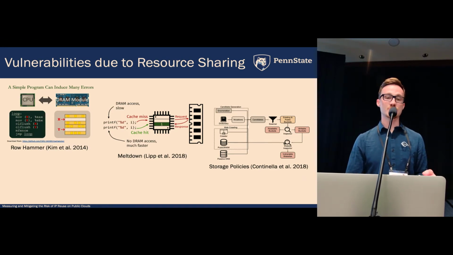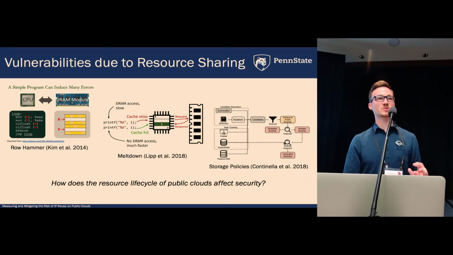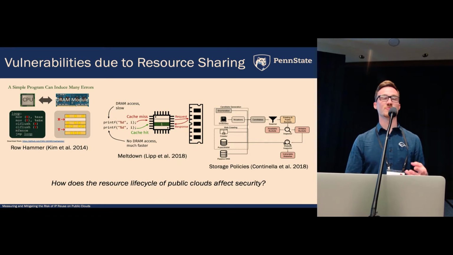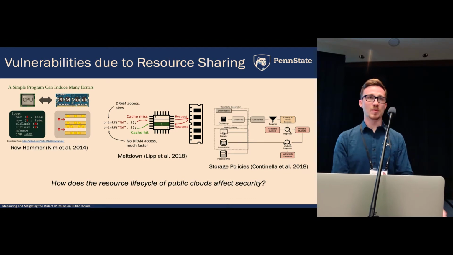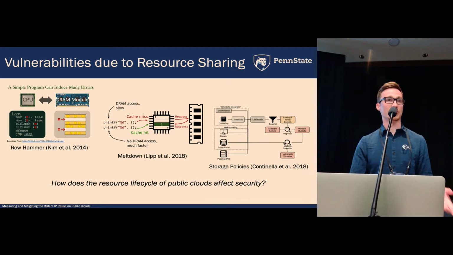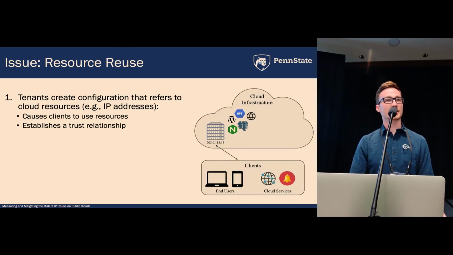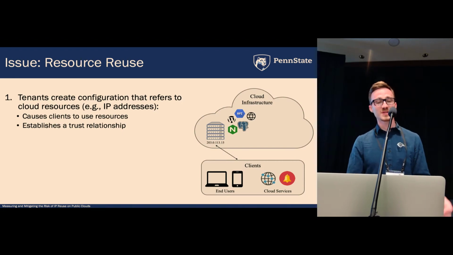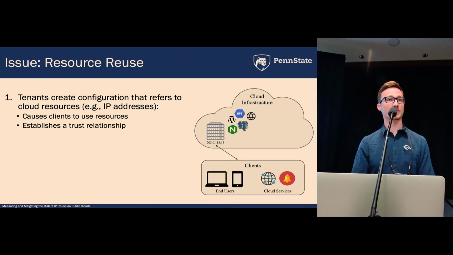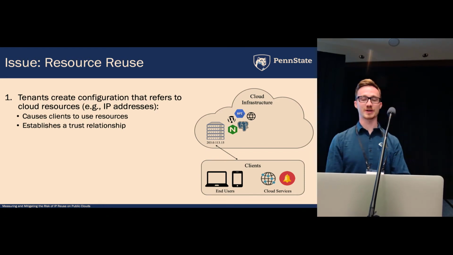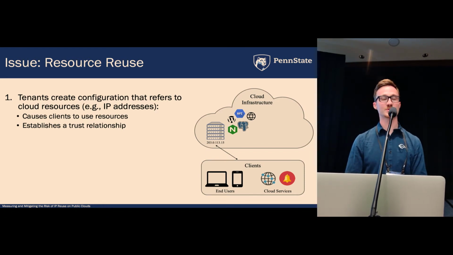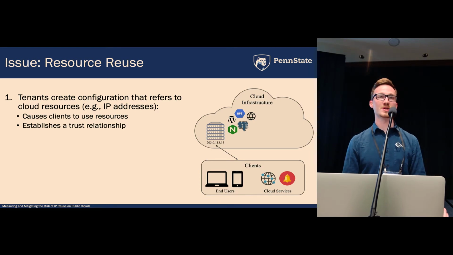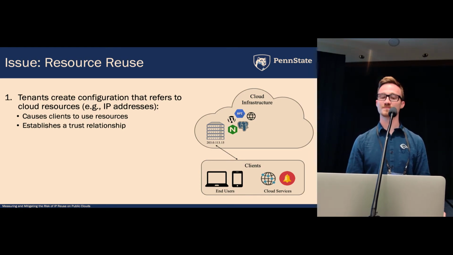However, what we wanted to explore was how the specific resource lifecycle of public clouds, i.e. resource reuse, could have negative security implications. And what we found was that this resource reuse could represent a real vulnerability. Consider the following scenario. A tenant configures resources on the public cloud and assigns them IP addresses, and they create configuration that causes clients to connect to those resources. This also establishes a trust association with the resources.